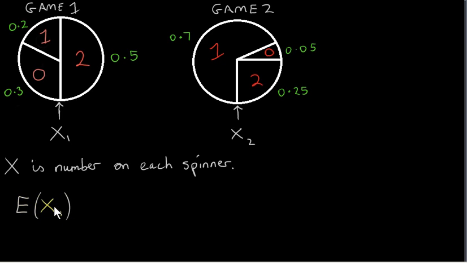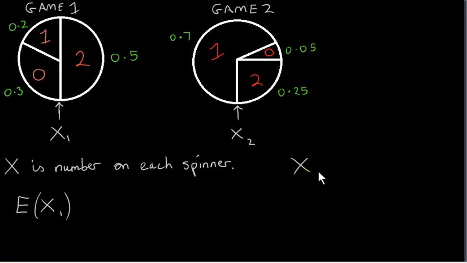So the expected value of x1 is the average of the 3 numbers that appear on this spinner if this spinner is spun many, many times. So we could imagine spinning this spinner maybe 10,000 times. We would have 10,000 values, 0, 1 or 2. We'd sum up those 10,000 values, which come from these 3 numbers, and we would divide by 10,000, and that would give us the expected value.